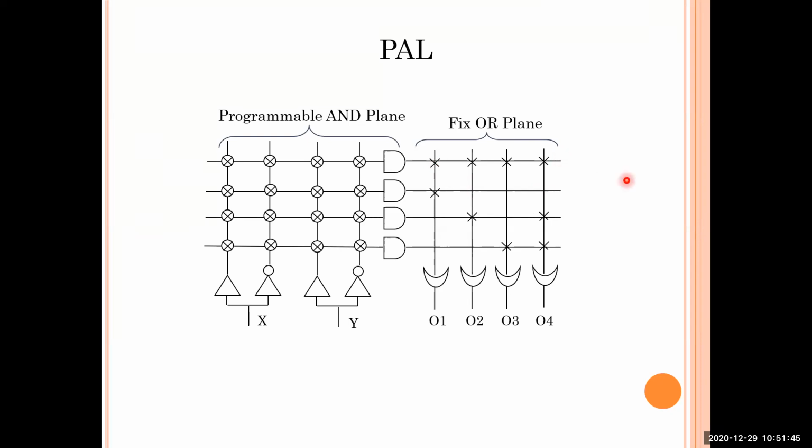Compared to the PLA and PAL, other logic designs have also been used: exclusive OR gates, XOR gates, latches, and multiplexers have been added to the inputs and also to the outputs of these PALs.